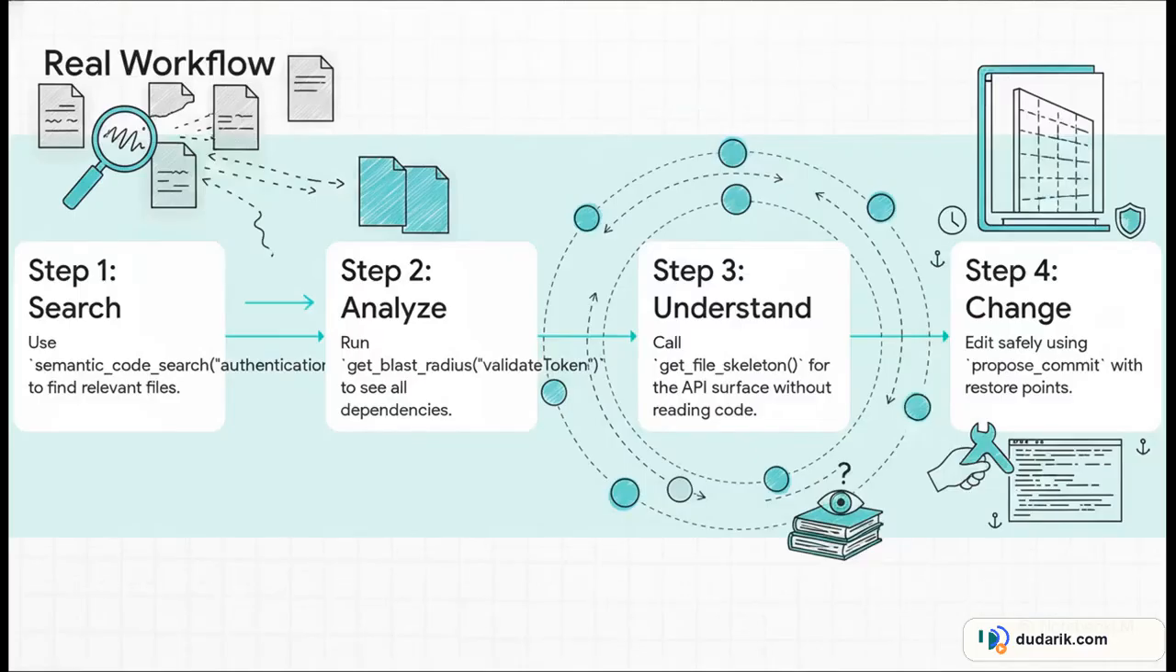So let's imagine a real-world task, like refactoring your auth middleware. Instead of digging around for files, the AI just runs a semantic search for authentication and immediately finds the right two files. Then it checks the blast radius for the main token validation function and sees, okay, there are 7 dependencies. It can even get a summary of a file's API before reading the code, and then it can make all its changes safely. The difference is just night and day.